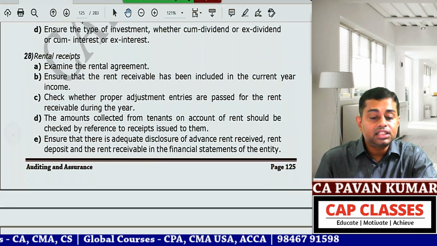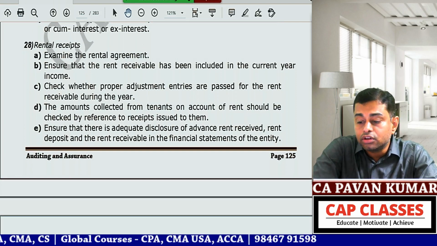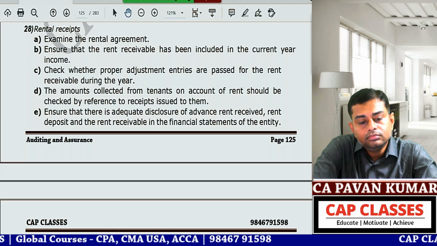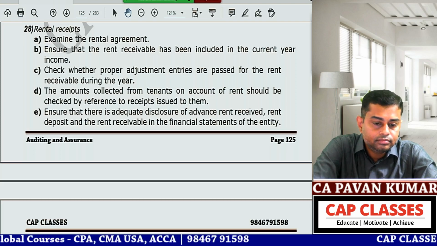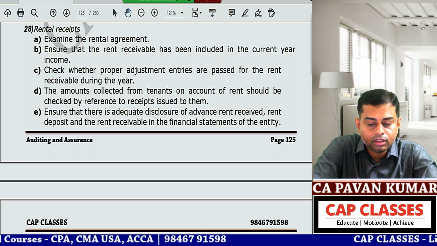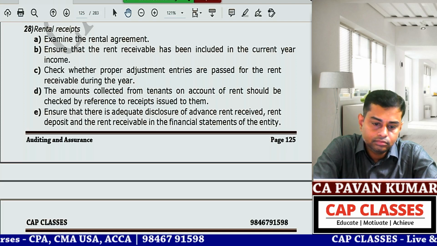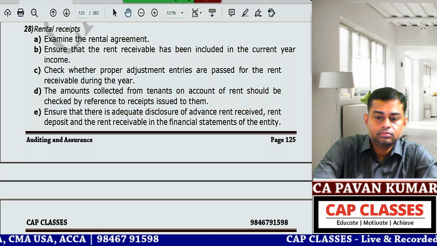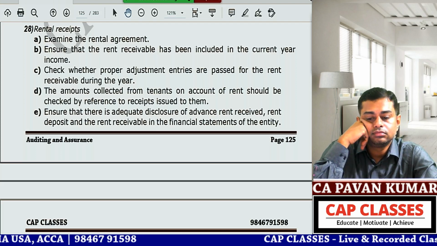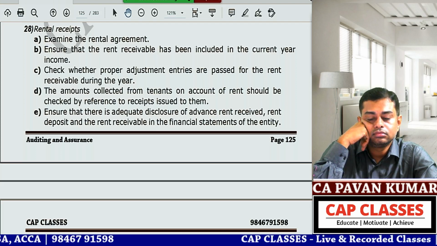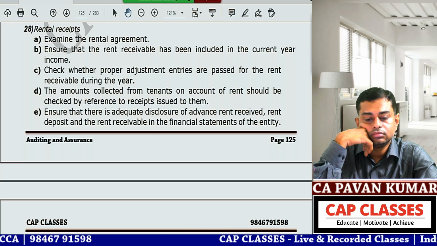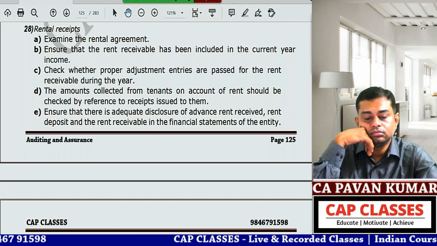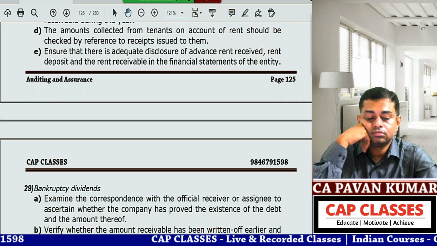So, rental receipts. We have discussed something about rental receipts, no? Can you read this, ma? Rental receipts. Examine the rental agreement. Ensure that the rent receivable has been included in the current year income. Check whether proper adjustment entries are passed for the rent receivable during the year. The amounts collected from tenants on account of rent should be checked by reference to receipts issued to them. Ensure that there is adequate disclosure of advance rent received, rent deposit, and the rent receivable in the financial statements of the entity. That's all.